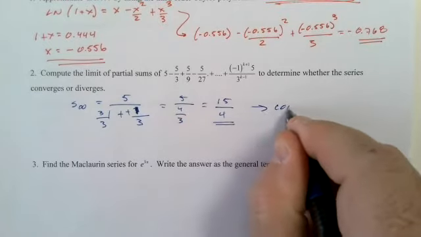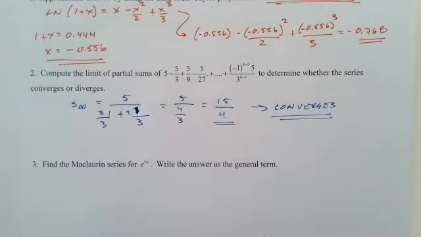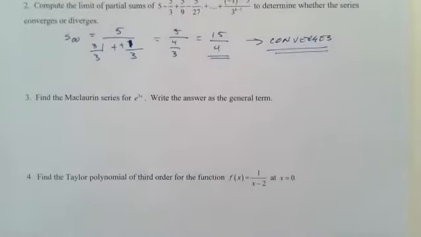And yes, therefore it converges. R value is less than one, or the absolute value of R is less than one. Off you go. Find the Maclaurin series for e to the x, write the answer as the general term.